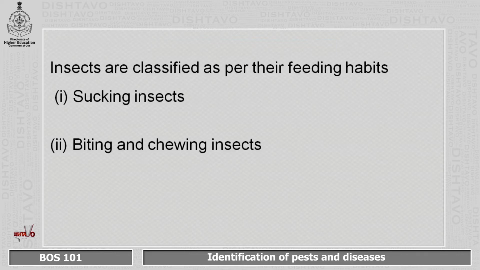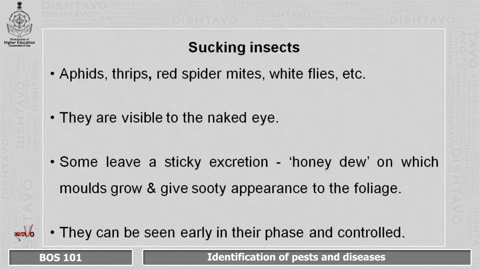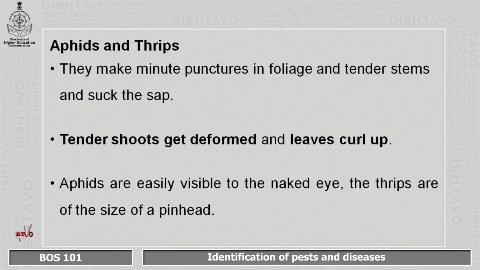Insects are classified as per their feeding habits. Sucking insects, and the second category is biting and chewing insects. Sucking insects are aphids, thrips, red mites, whiteflies, etc. They are visible to the naked eye. Some of them leave a sticky excretion called honeydew on which molds grow and give a sooty appearance to the foliage. They can be seen early in their phase and thus can be controlled.